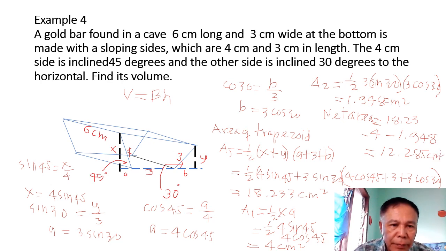So the volume here equals 12.285 times 6. So your volume is equivalent to 73.71 centimeter cube. So this is the way how we solve this one.